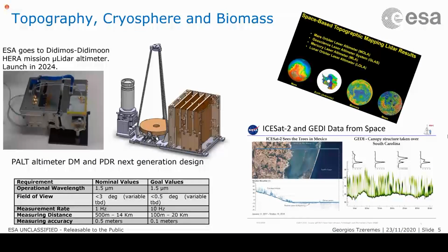So if we start with the first category, you see topography, cryosphere, and biomass. I will start with an activity and a mission that I'm responsible for, not the mission, but the instrument. On the left side, you see we have this mission called HERA. It's an evolution of the AIM mission, which was cancelled. And our plan is to send a satellite to the Didymos asteroid. On this mission, we have a micro LIDAR, which will be used for imaging and altimetry.